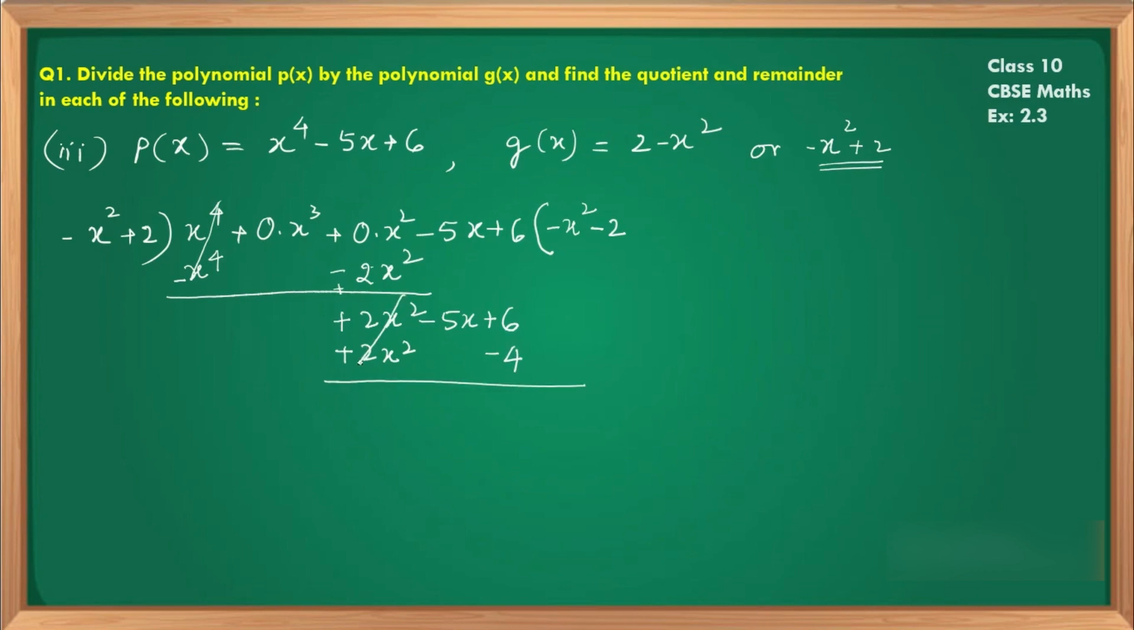Right? Now this gets cancelled. Write down minus 5x below. And this becomes plus. Therefore, this has to be added. 6 and 4 is equal to 10. Now this is the remainder. And this is the quotient. Write down that. Q is for the quotient, minus x square minus 2. And R, that is the remainder, which is minus 5x plus 10.